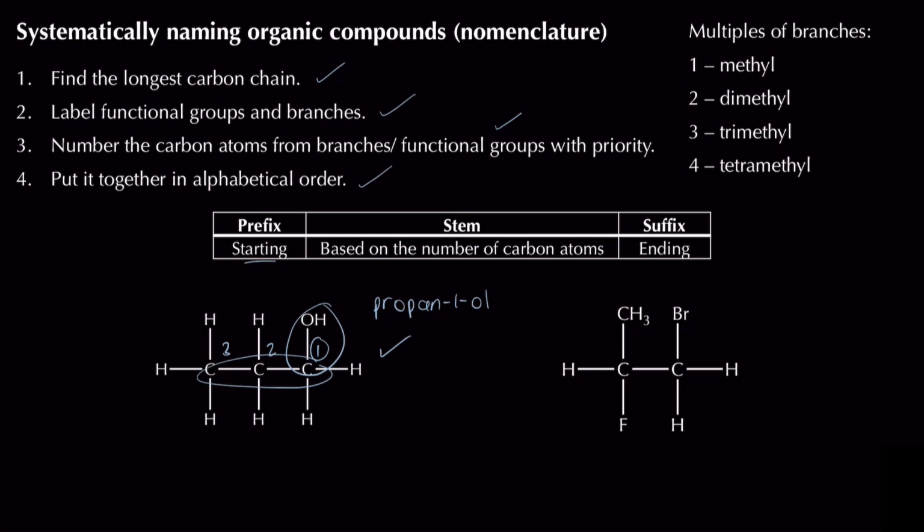Looking at the next one, I've got here, of course, a molecule that looks a bit more complicated. We've got multiple different halogens on there as well. The first thing that I need to do is find the longest carbon chain. I've got 1, 2, 3 carbon atoms over here. I need to identify any functional groups and branches. I've got here a bromine to make it a bromoalkane, and then I've got here fluorine to make it a fluoroalkane as well.